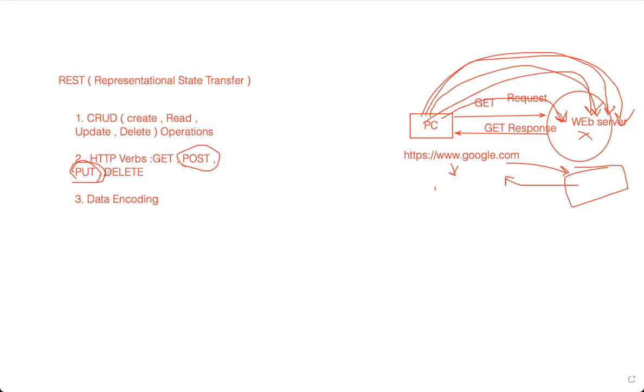And then delete. Delete, you already know that you are deleting something that is already there. For example, you already have an image on your website and you're trying to delete it. So that is called deleting. So GET is retrieving the data, post is updating the data, put is altering the data, delete is removing the data. That is in terms of HTTP verbs. Questions?